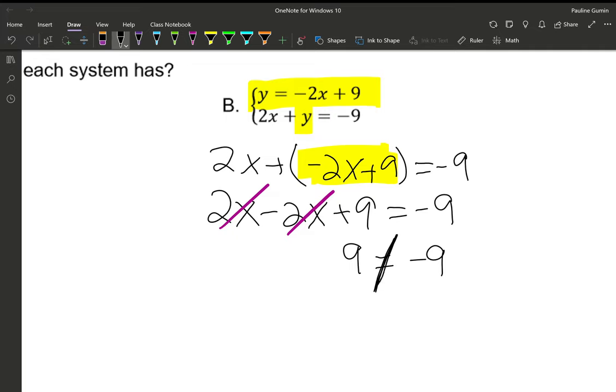Absolutely not. I hated leaving that equal sign just hanging out there. I want to cross it off right away. This is a false statement. This means no solution.